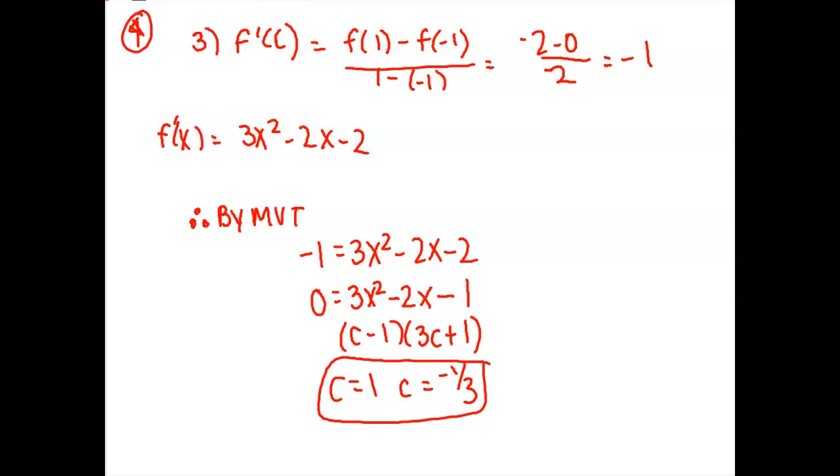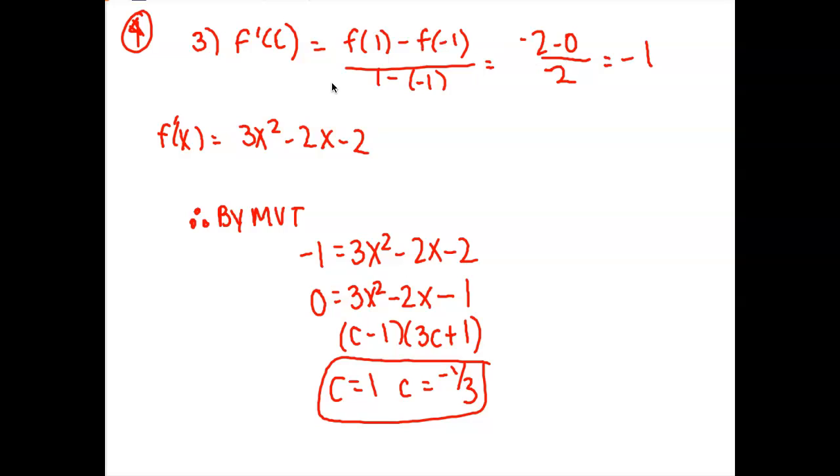Number 4, it says apply the mean value theorem to the function on the indicated interval to find all values of c that are guaranteed by the mean value theorem. So we have our given function. We can tell that it is a polynomial. Therefore, it is continuous and differentiable. Since it is continuous and differentiable, the mean value theorem says that there is some point c such that f prime of c equals f of 1 minus f of -1 all over 1 minus -1.